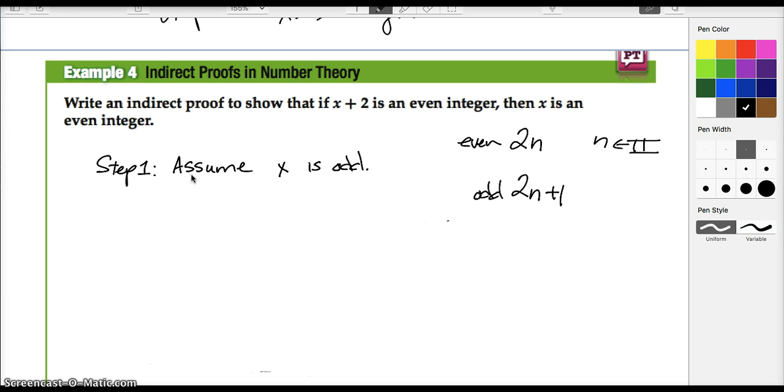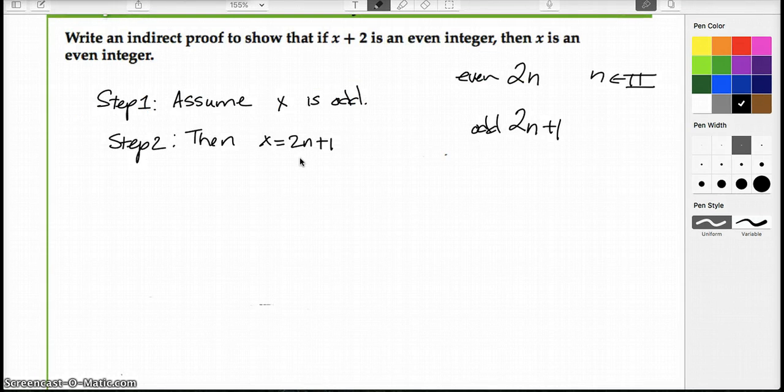First thing we're going to do is assume that x is odd. Even though x plus 2 is an even integer, we're going to assume that x is odd. If that's the case, that tells me that x is equal to some 2n plus 1. And if that's the case, that means that x plus 2, which we know to be even, can be written as 2n plus 1 plus 2. I can rearrange this, and we know that this is supposed to be even. And so I can write 2n plus 2 plus 1, just changing the way it looks.